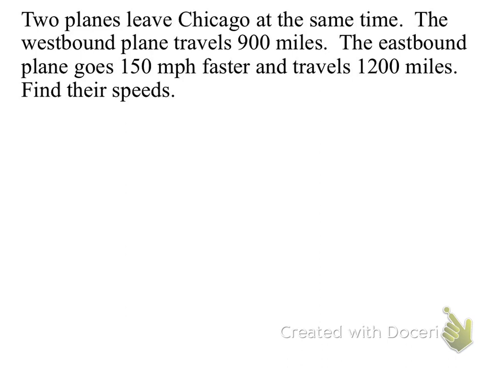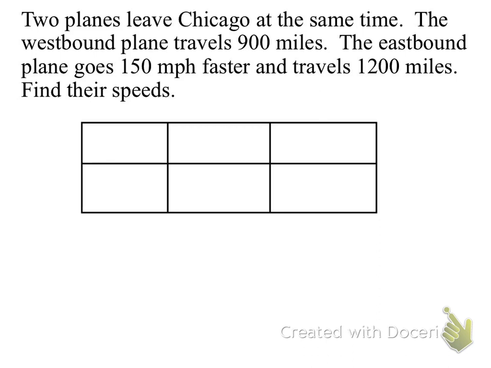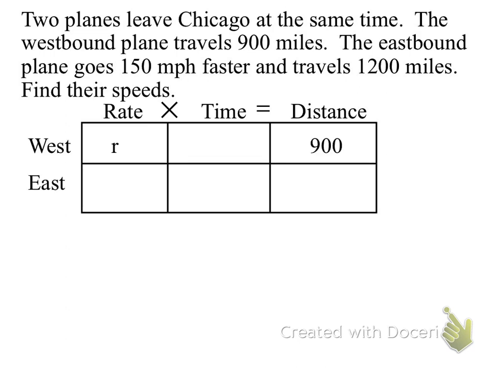Okay, some distance problems. Two planes leave Chicago at the same time. The westbound plane travels 900 miles. The eastbound plane goes 150 miles faster and travels 1,200 miles. This is the same thing that we've been doing. The only thing that changes is your math. Before, you were never given a variable in your denominator. Now you are. So they don't get any more difficult. They're really the same. Remember, it says one's eastbound, one's westbound. So what's happening? Opposite directions.